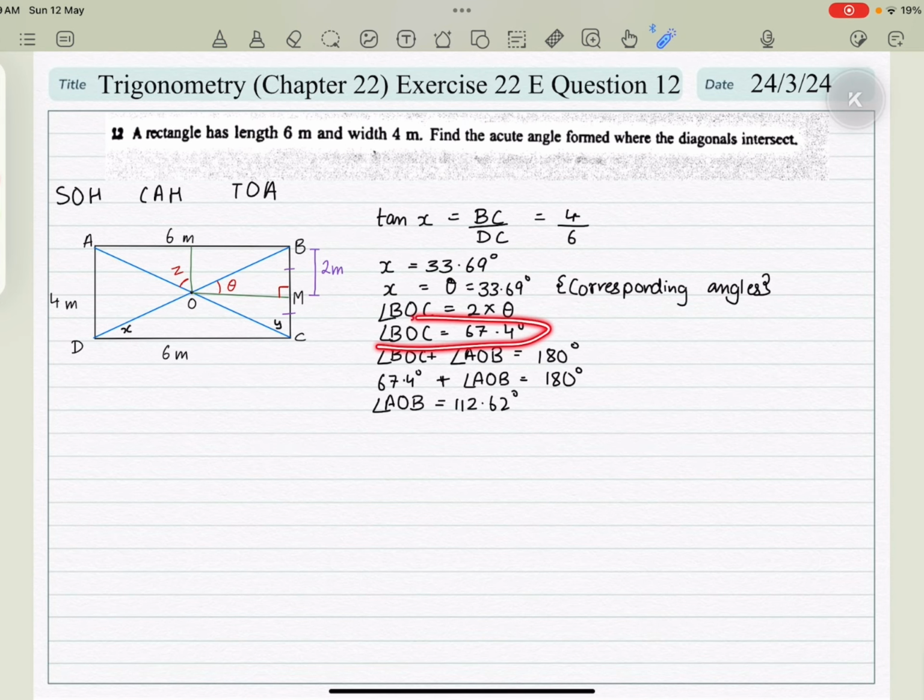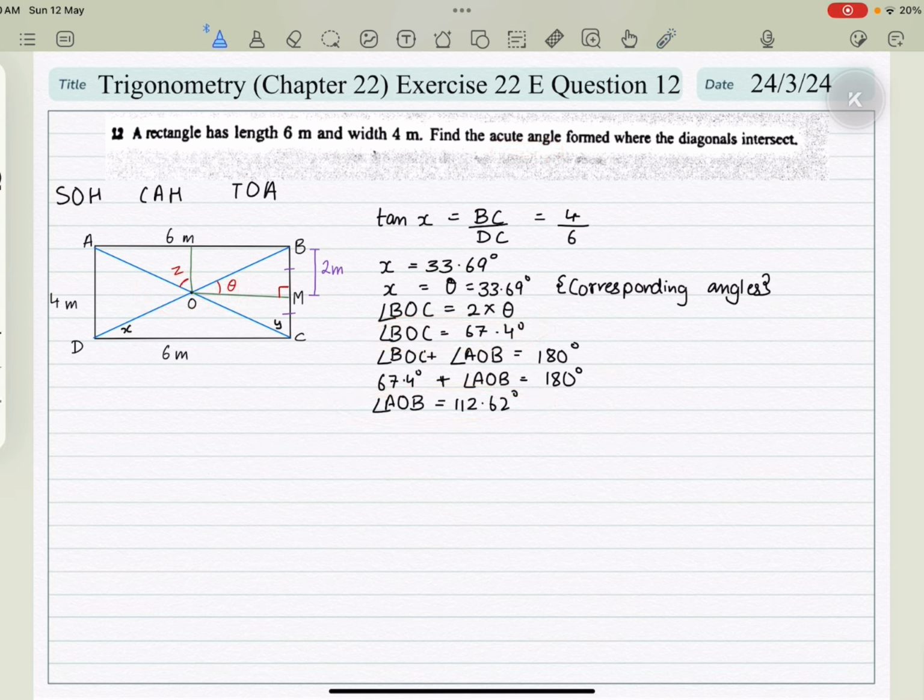Now, if you look at this and this, this is an acute angle, 67.4, this is an obtuse angle, 112.62. So we already got the answer: if this is acute, this is also equal to acute, and this is also equal to obtuse. Because we have to find the acute angle, the answer is B, the angle that is equal to BOC.